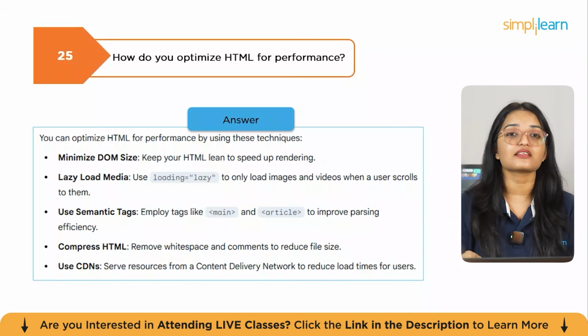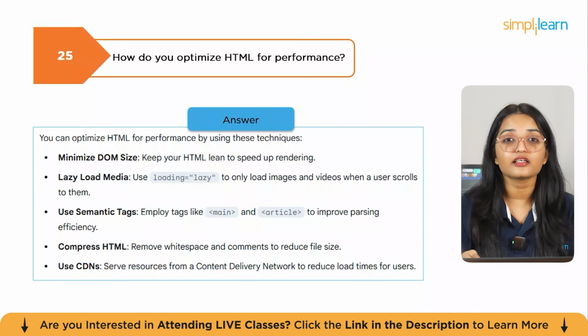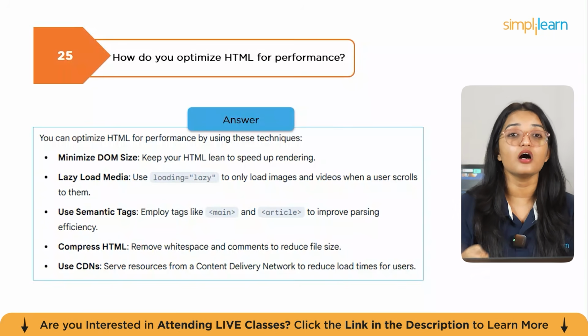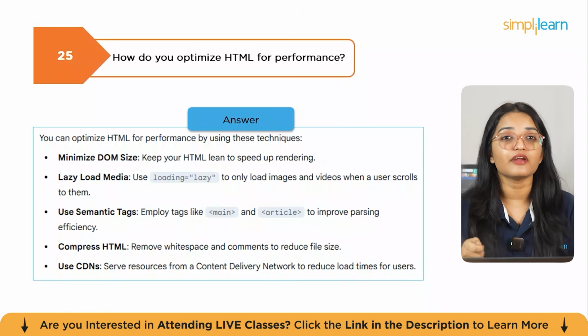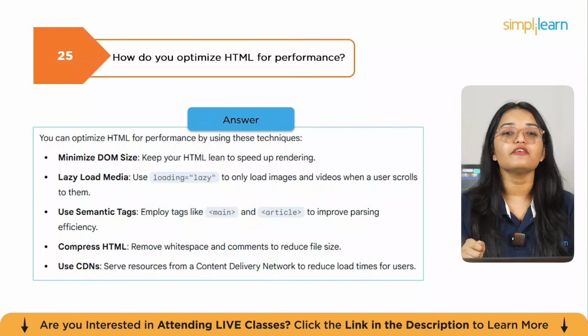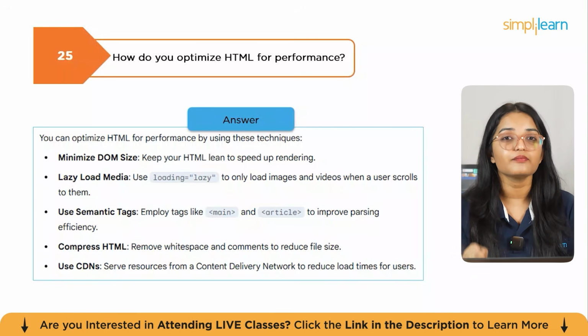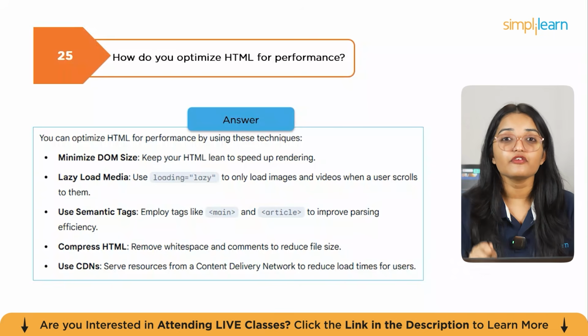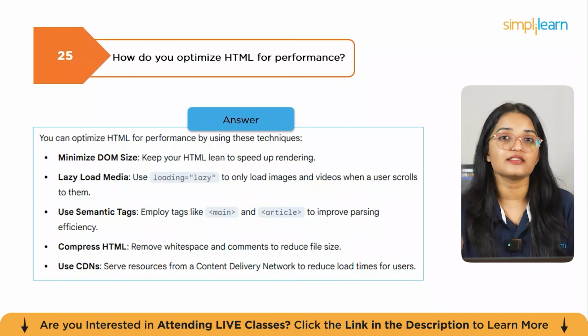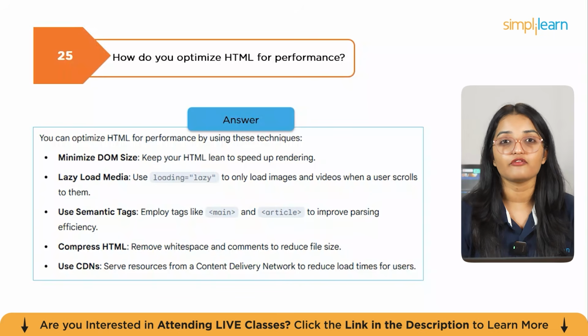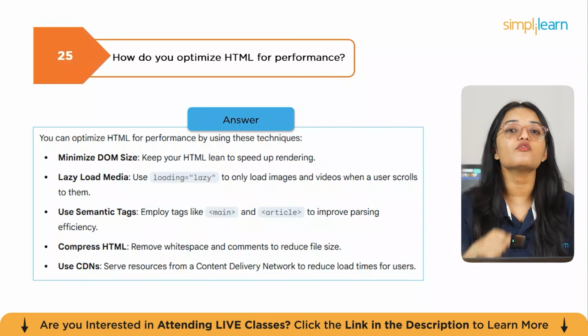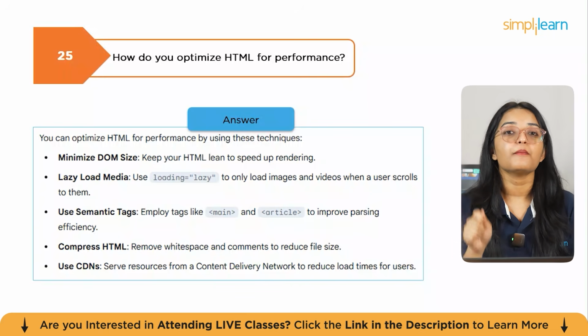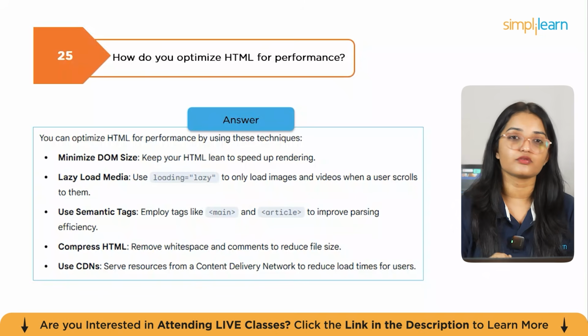Using semantic tags like the main tag, article tags, section tags, etc. can improve parsing and rendering efficiency. Then we've got compressing HTML. This can remove unnecessary white space, comments, and line breaks to reduce the size. Then use CDNs, serving resources like scripts and style sheets from a content delivery network. A CDN can improve load times for users by using servers closer to them.